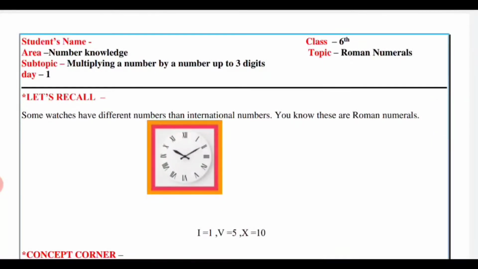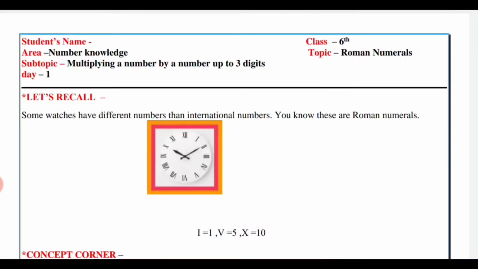Day 1 is dealing with number knowledge. The topic is Roman numerals and the subtopic is multiplying a number by a number up to 3 digits. In the beginning, there is Let us recall. We have to recall what we have learned in our 5th standard. Can you see here the picture of a watch is given. Some watches have different numbers than international numbers. You know these numbers are Roman numerals. You all have learned in your 5th standard. The first chapter is Roman numerals.